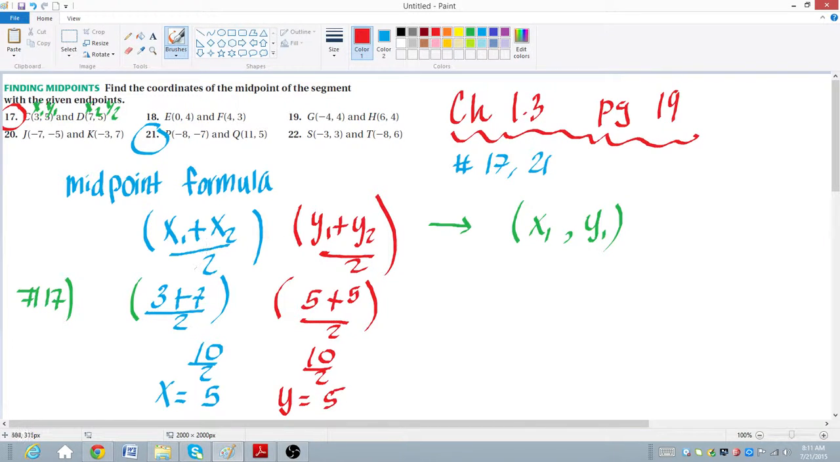So once you find the x and the y, you just want to plug it back in to make it in the format of the green in this format right here. The first x is 5, the y is 5 as well too. So the answer is right here: 5, 5. That's the midpoint. Now let's move on to number 21.